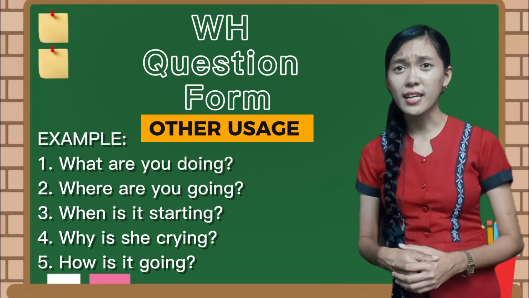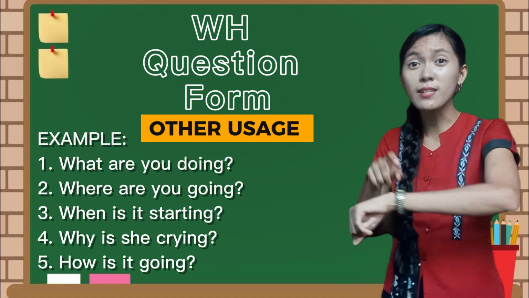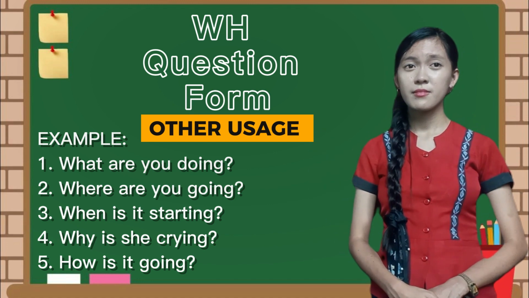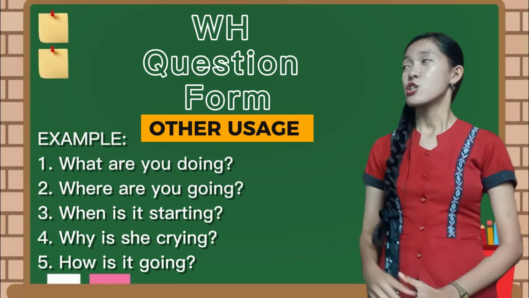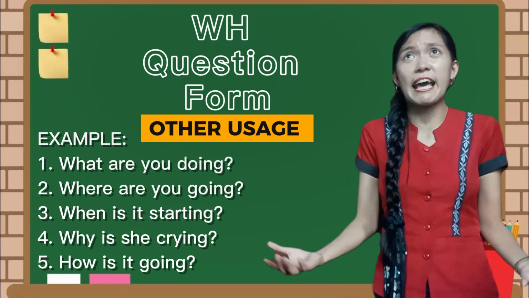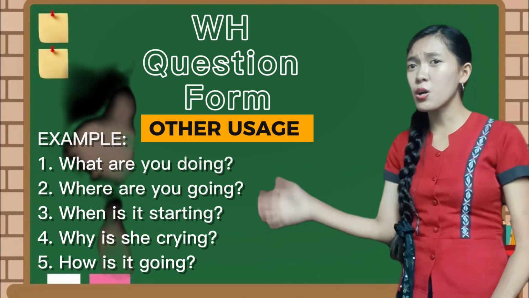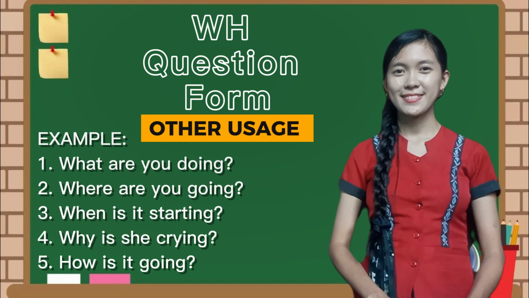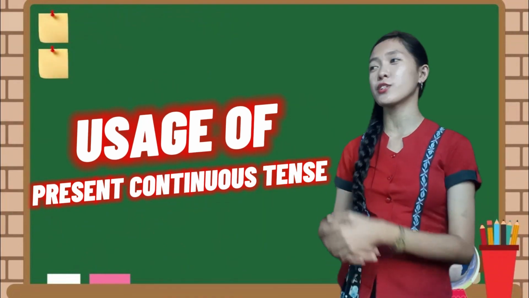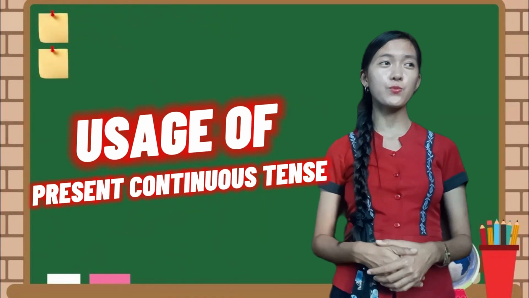When is it starting? It's starting at 3 o'clock. Or the other questions like, why is she crying? She is crying because she's sad. And lastly, how is it going? It is going well. So class, that is all for the usage of present continuous tense.